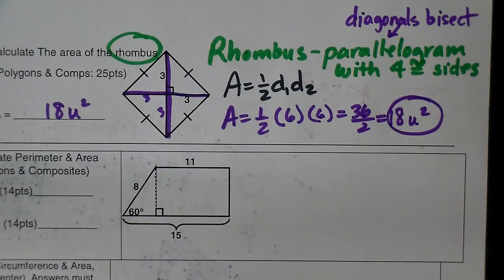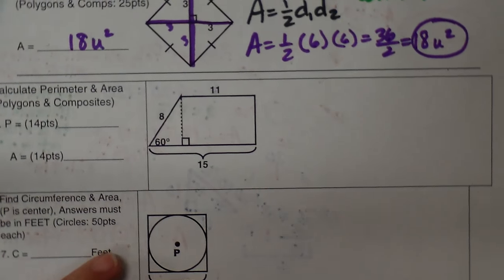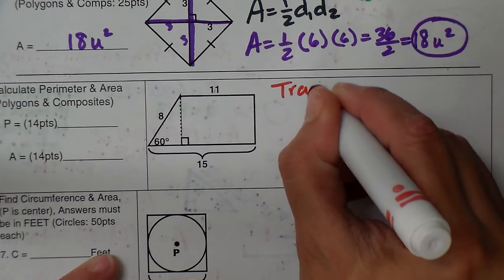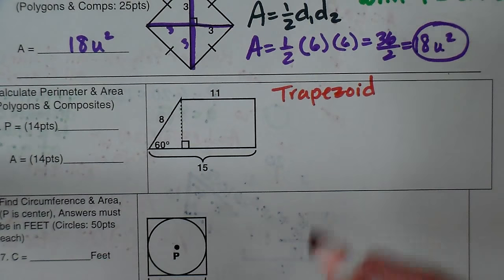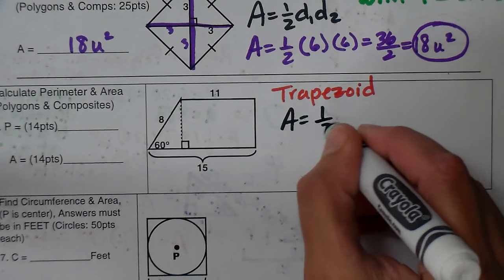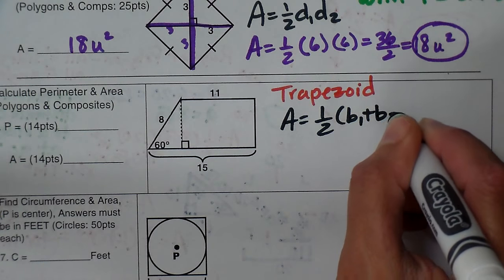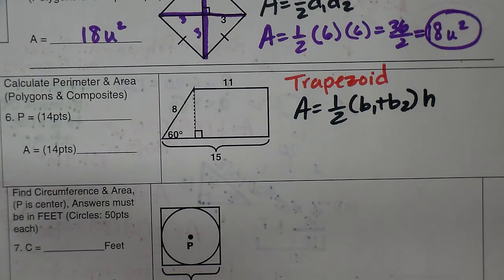Okay? So let's look at the last one under the area umbrella, and we're going to look at the trapezoid, okay? This is a trapezoid. The formula for the area of a trapezoid is 1/2 the sum of the bases times the height. So the area of a trapezoid is 1/2 base 1 plus base 2 times height. So we got to find all these particular pieces.